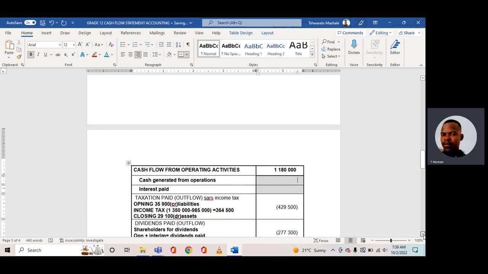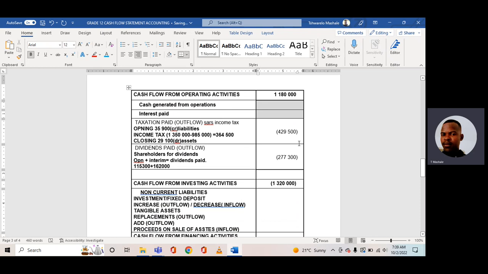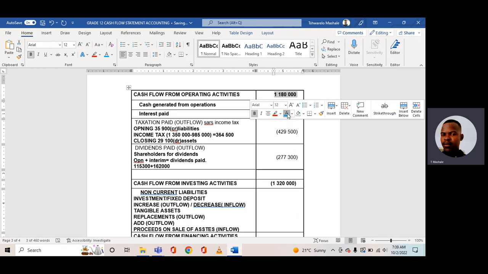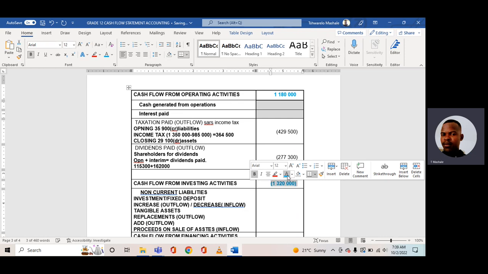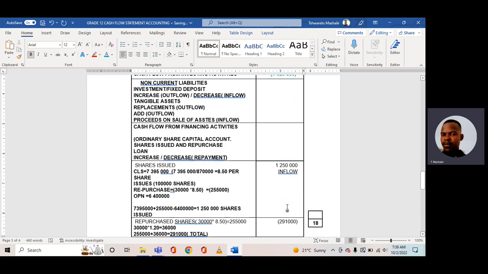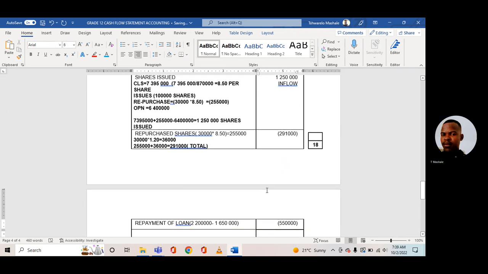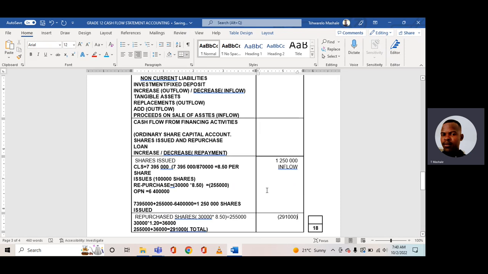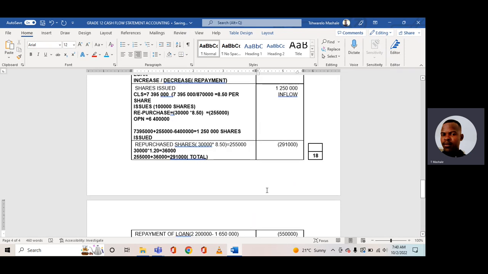you've been given the amount of operating here, the total of operating, 1,180,000. So the amount which you have been given here, you take this amount and then you minus this one. Okay, let me just highlight and make use of this. I'm going to take this amount and minus this one. Therefore, when you minus this one, you need to get the total of your financing activity. Well, let's get the total of financing activity.